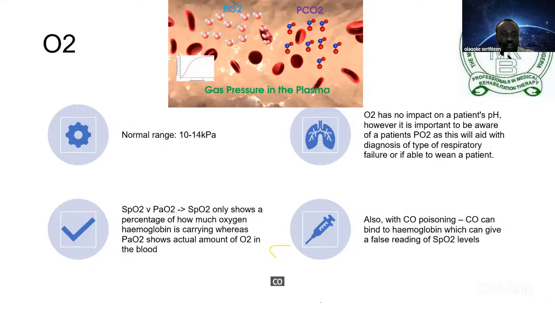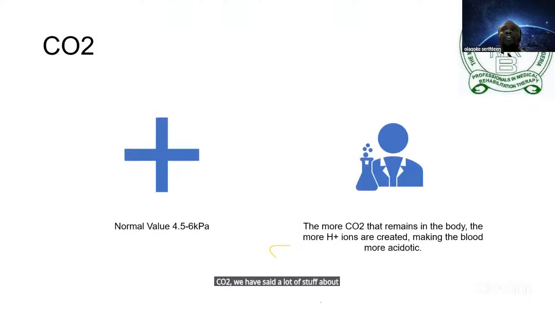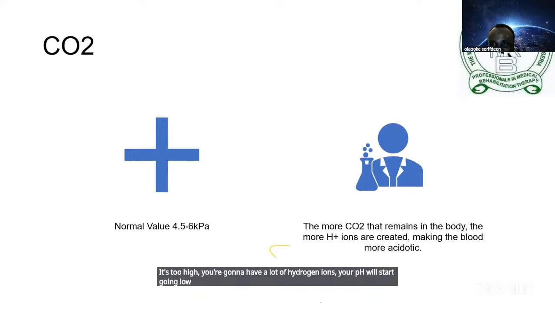CO2, we have said a lot of stuff about CO2. Again, if CO2 is too high, you're going to have a lot of hydrogen ions. Your pH will start going low, if you remember that fact. And if your CO2 is too low, what is going to happen? You're going to have fewer hydrogen ions, and your pH will start going up. It's as simple as that.